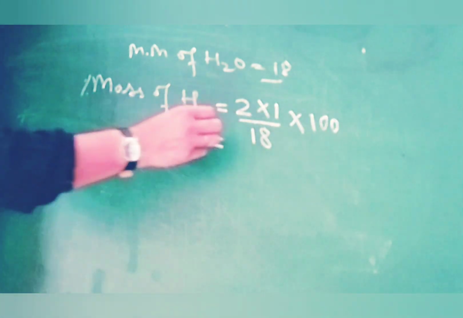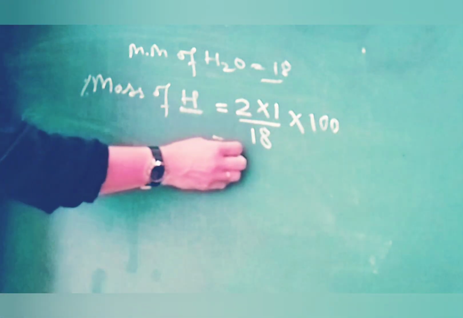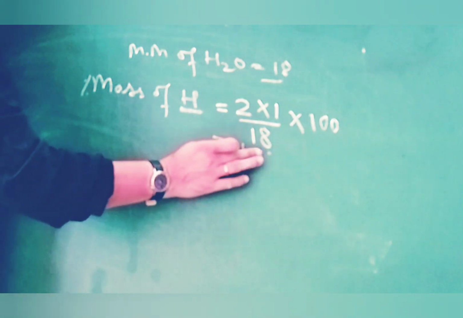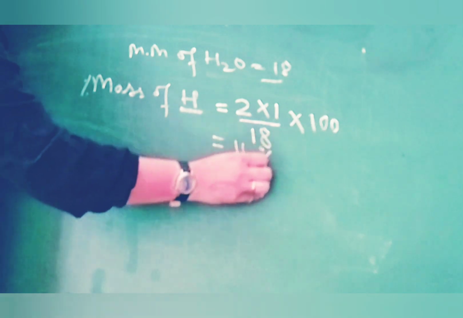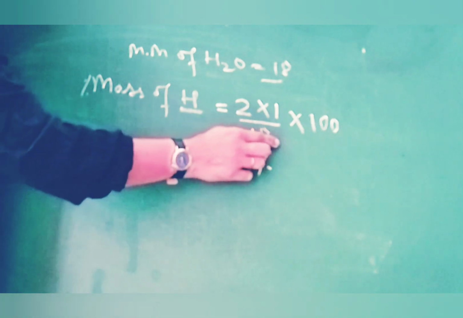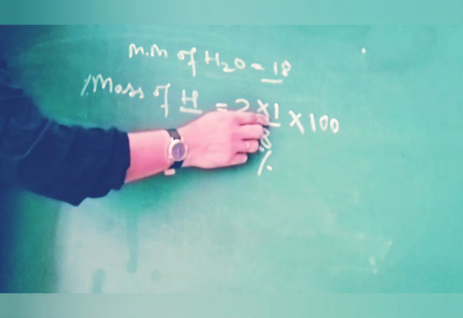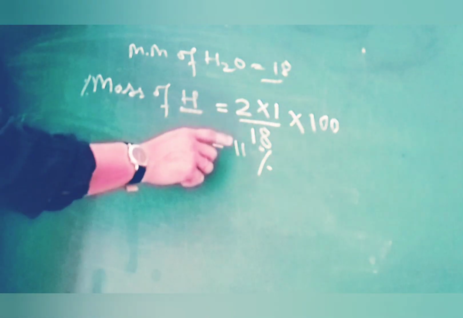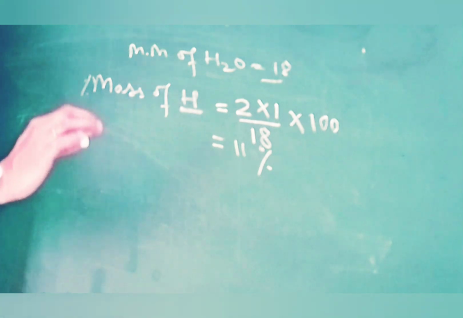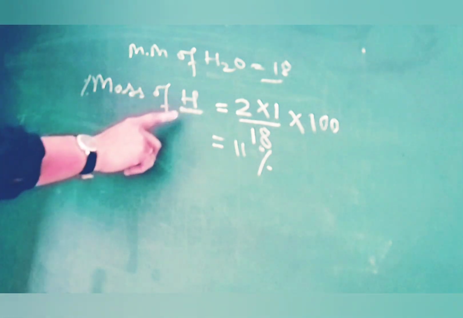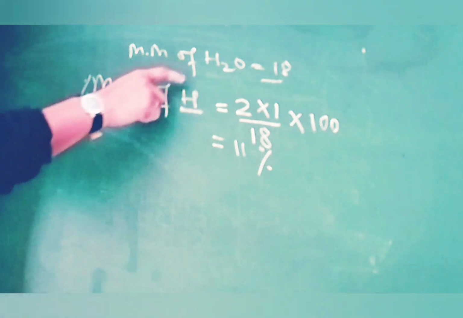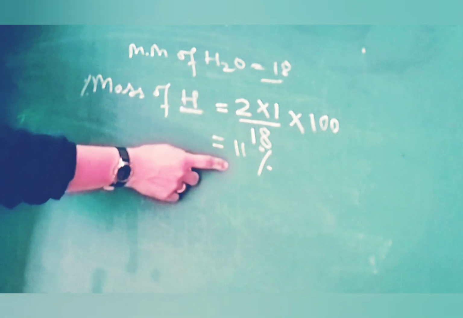So after calculation, what will be the percentage? That will be 11.18, or we can say 11%. If we take 1.008 for the atomic mass of hydrogen, then we get 11.18. So I am writing it here, only 11% is for hydrogen. That means the percentage of hydrogen in the water molecule is 11%.